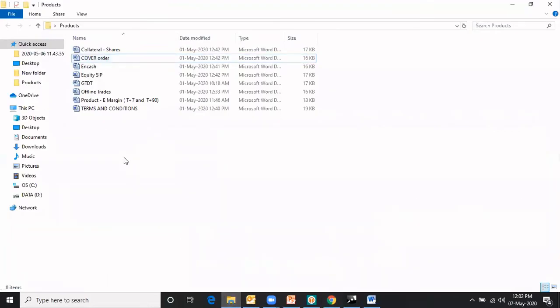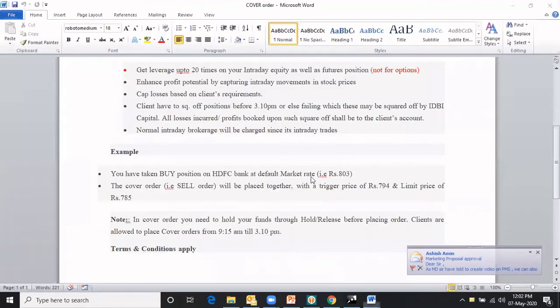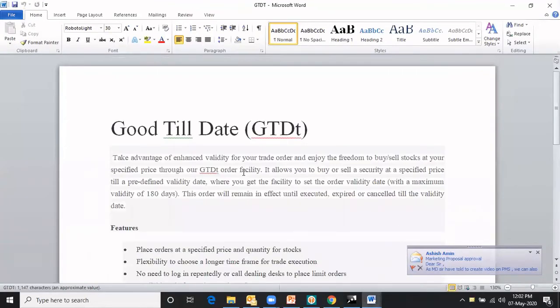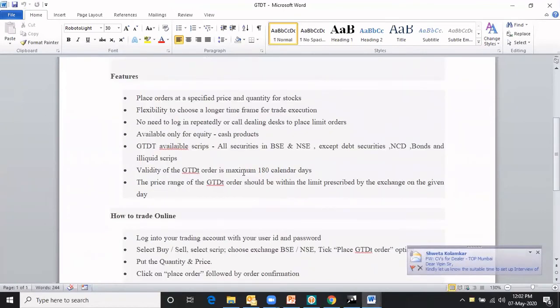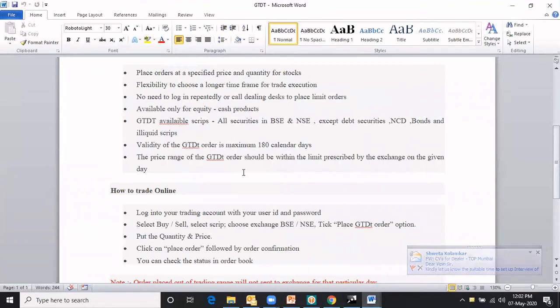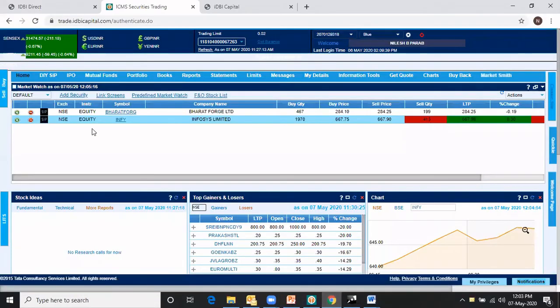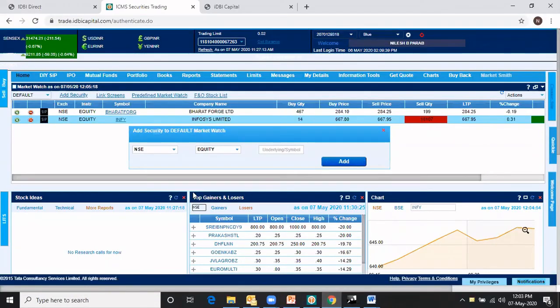We have something called a GTDT order. Now, what is a GTDT order? In a GTDT order, you can place an order in the system which can be kept alive for up to 180 days. That means suppose I am an investor and I want to buy stock X, say I want to buy Reliance. The current price of Reliance is say 1400. I'll check immediately here, so we will add Reliance.